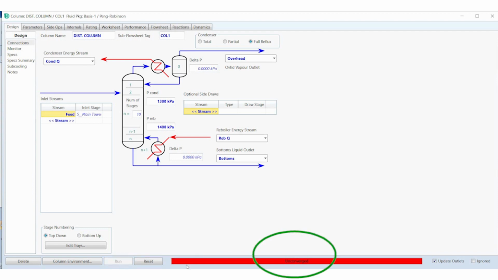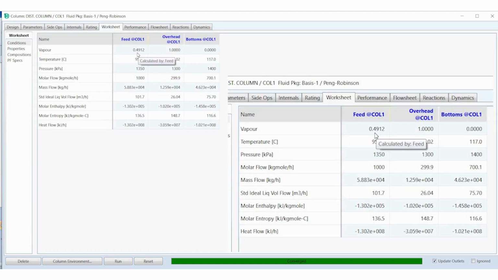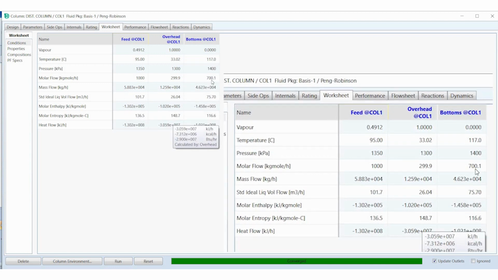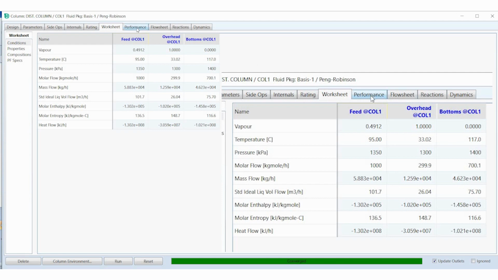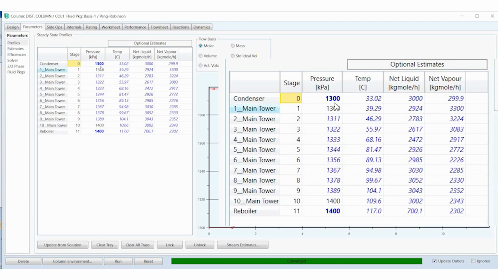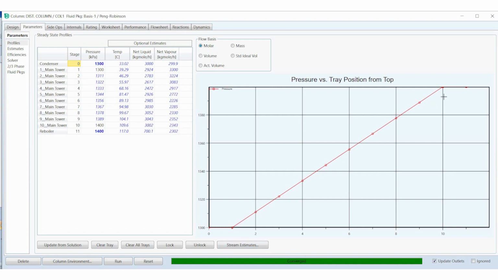Now, pay attention. We should be able to see that parameters converged. Otherwise, we're missing something and Hysys cannot do its calculation. Now, browsing through the worksheet tab, we can determine the characteristics of our feed, overhead, and bottom products. Another important detail we can get from Hysys is the profile of our column. We can see the pressure, temperature, and flow rates at each stage of the column.